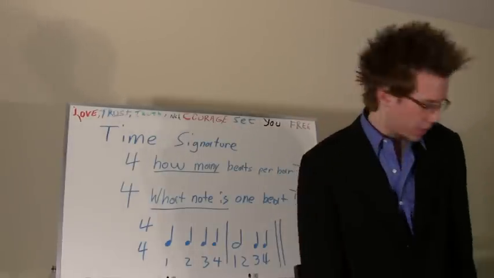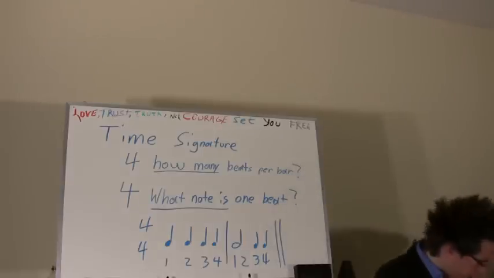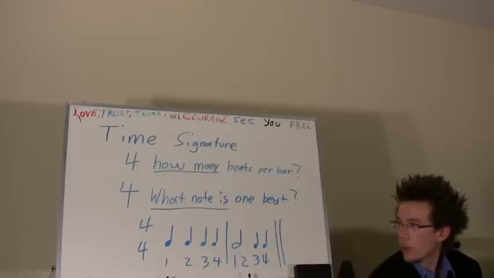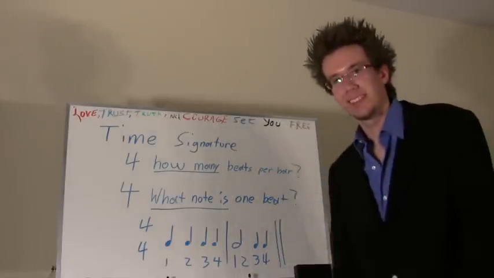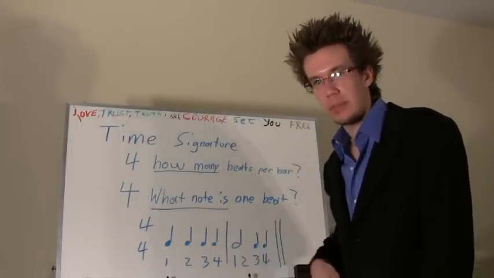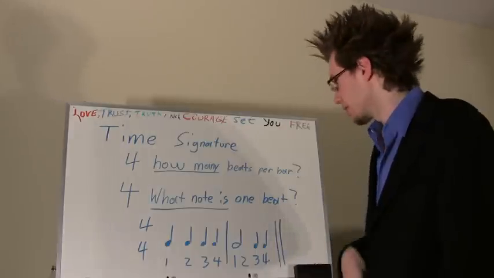So if you're playing that on the piano, it would sound like this. 1, 2, 3, 4. And that's how you get rhythm. That is how rhythm is broken down. It's a very simple, basic analysis of it.